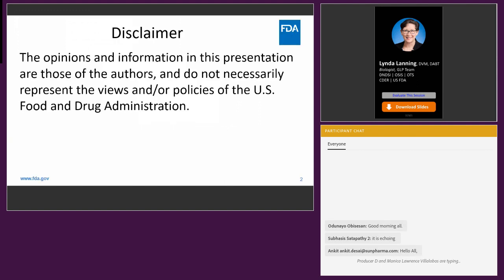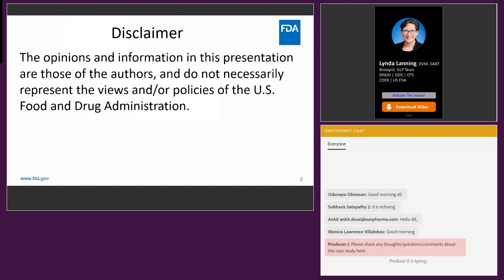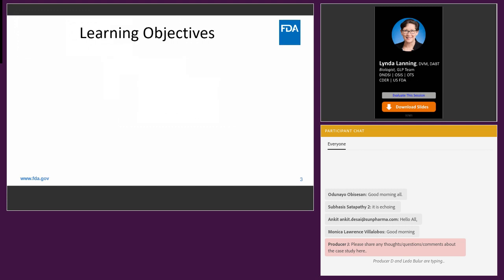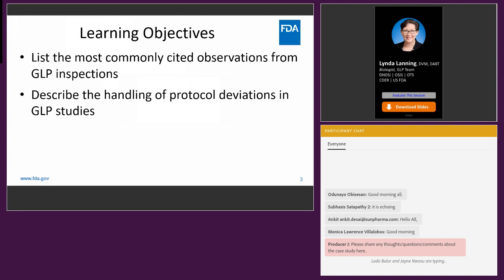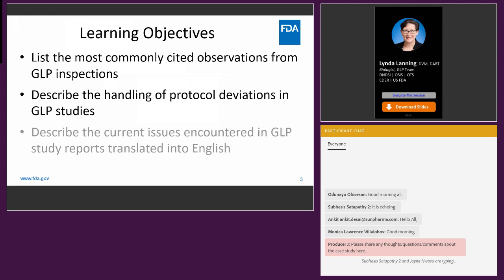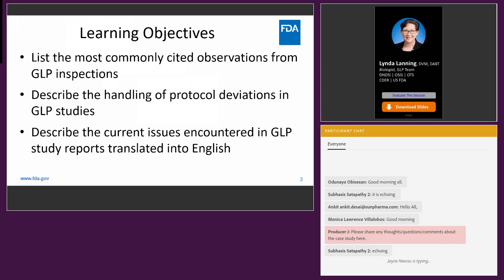Disclaimer: the opinions and information in this presentation are those of the author and do not necessarily represent the views and/or policies of the U.S. Food and Drug Administration. During this presentation, we'll briefly describe the most commonly cited observations from GLP inspections. We'll go into a bit more detail regarding the handling of protocol deviations and issues encountered in GLP study reports translated into English, as we describe a few case studies.